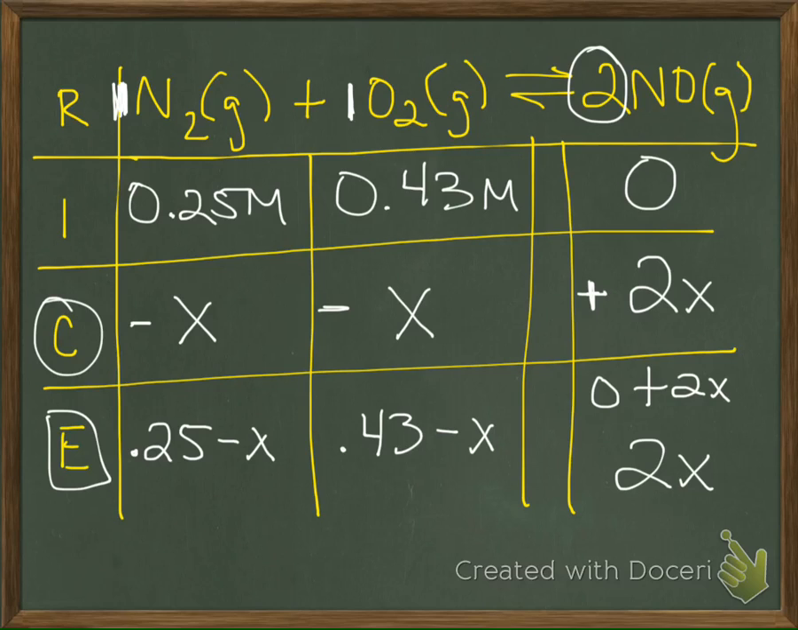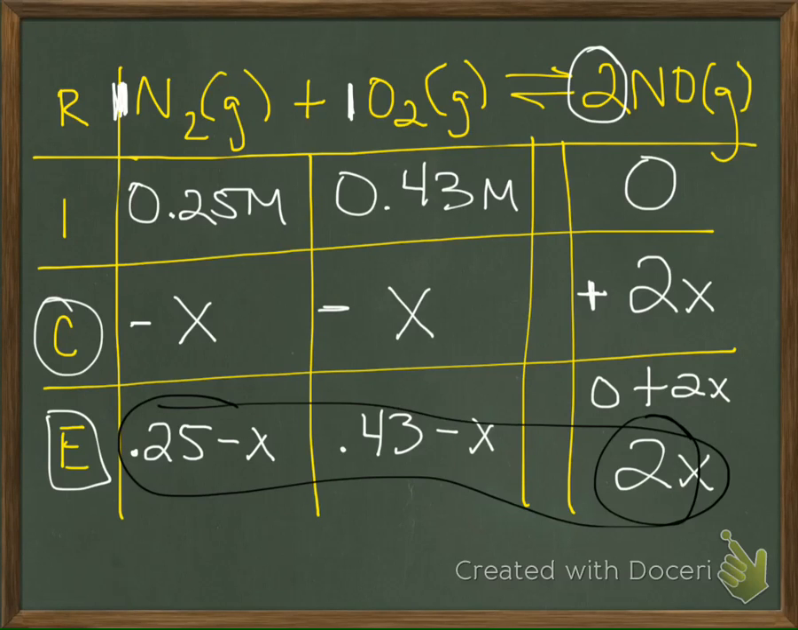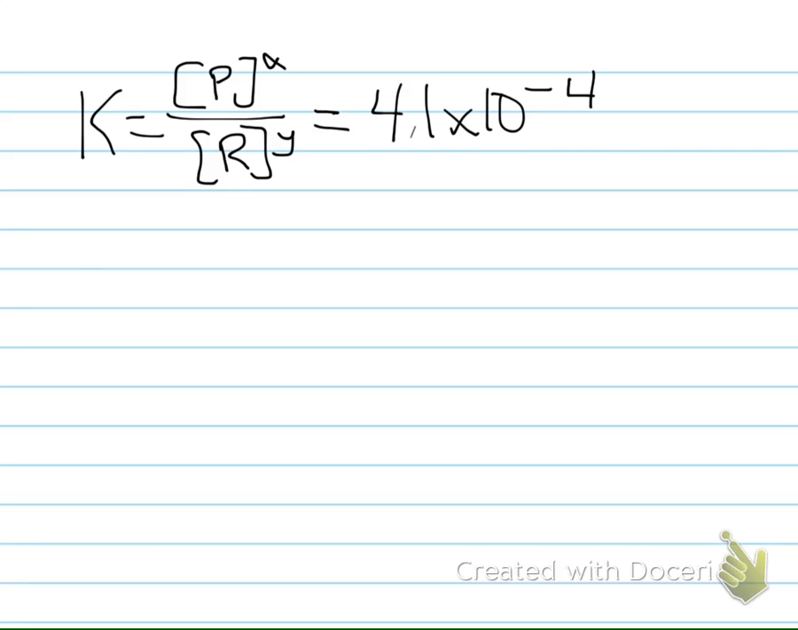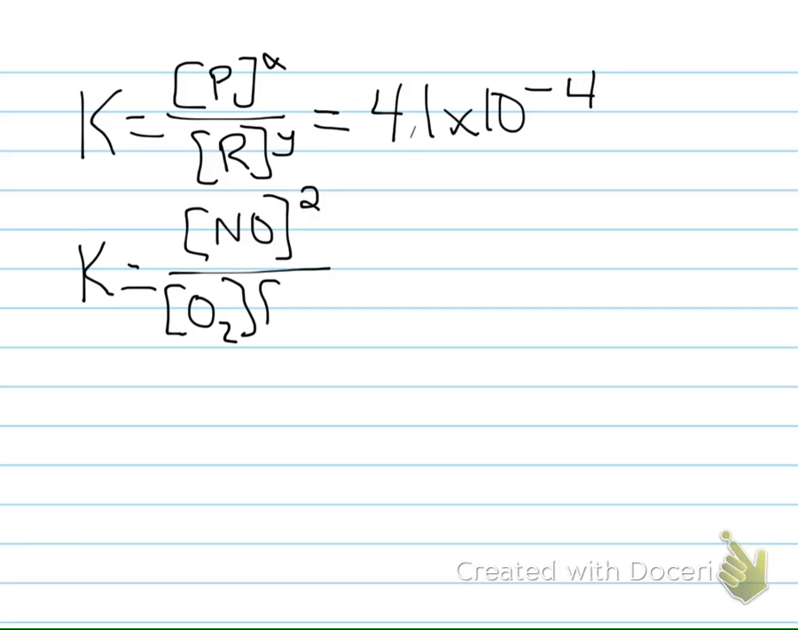Taking our values from the previous page, I'm just going to plug those in. So my product is the NO, which is the 2x, and so I'm going to place that on the top. This now says that K is equal to the concentration of NO raised to a coefficient which is 2, over my equilibrium concentration raised to their coefficients, which are just 1 and 1.